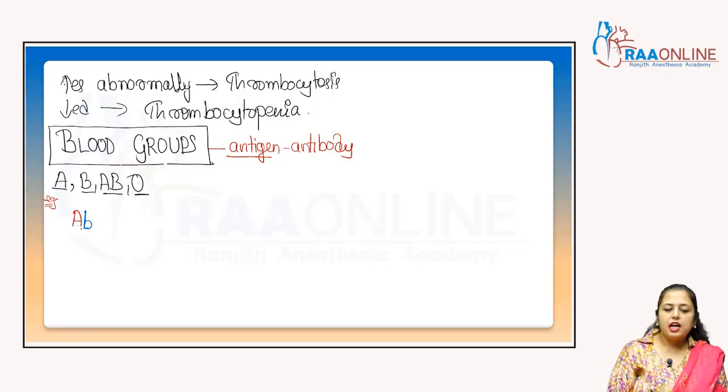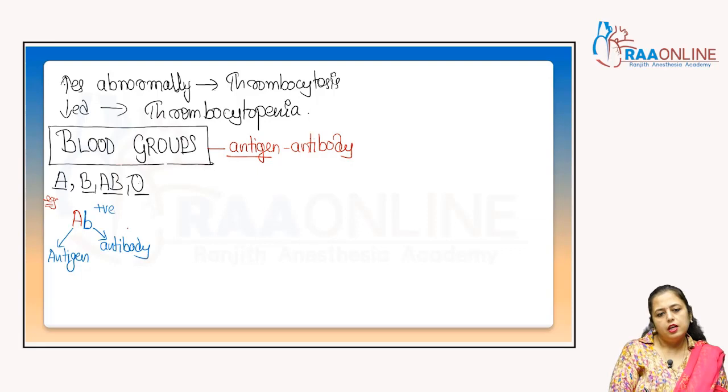Capital A antigen has the small antibody B. So what will happen if the patient is positive? This shows the antigen, this is the antigen, this is the antibody, and that positive sign is related with the Rh factor.